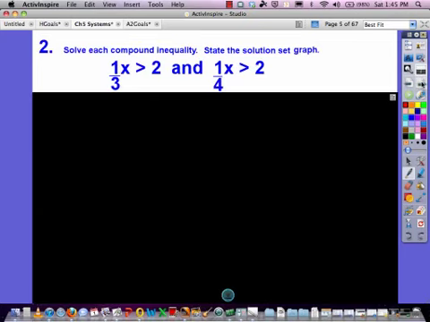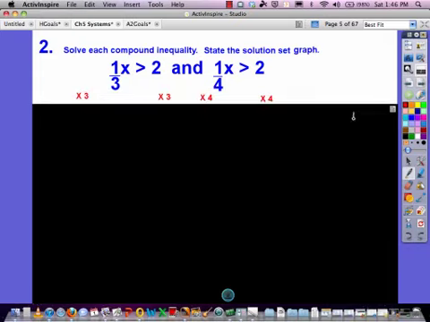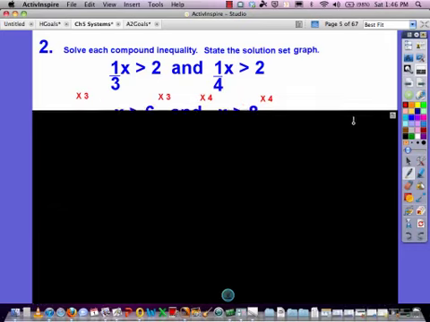Second example is the one with the "and" in it. 1/3 x is greater than 2, and 1/4 x is greater than 2. Again, solve it. So I'm looking at find the x and get it by itself. Some people would say divide, but these are fractions, so let's use our rule: multiply by the reciprocal. I'm going to multiply by 3 on the left-hand part and by 4 on the right. And remember, both sides of that must change.